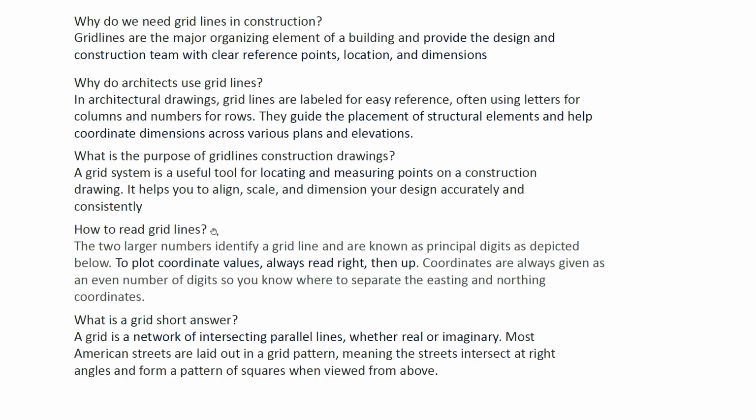Why do we need grid lines in construction? Grid lines are the major organizing element of a building and provide the design and construction team with clear reference points, location, and dimensions. Why do architects use grid lines? In architectural drawings, grid lines are labeled for easy reference, often using letters for columns and numbers for rows. They guide the placement of structural elements and help coordinate dimensions across various plans and elevations.